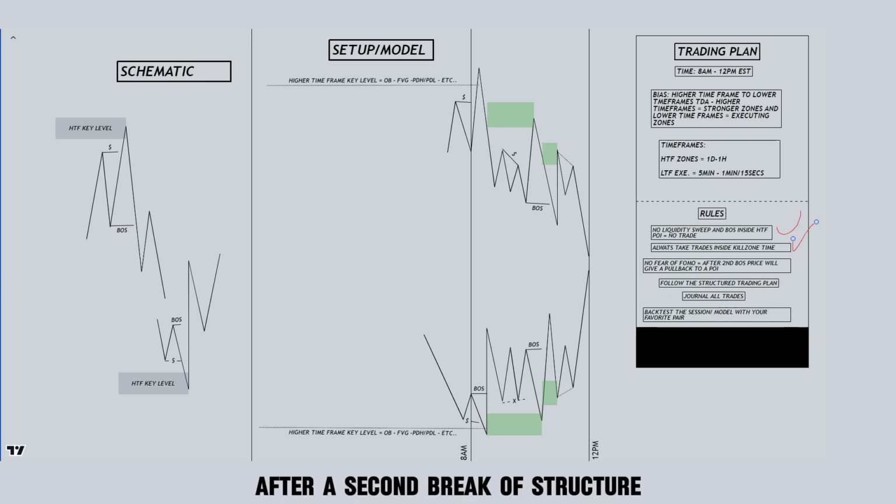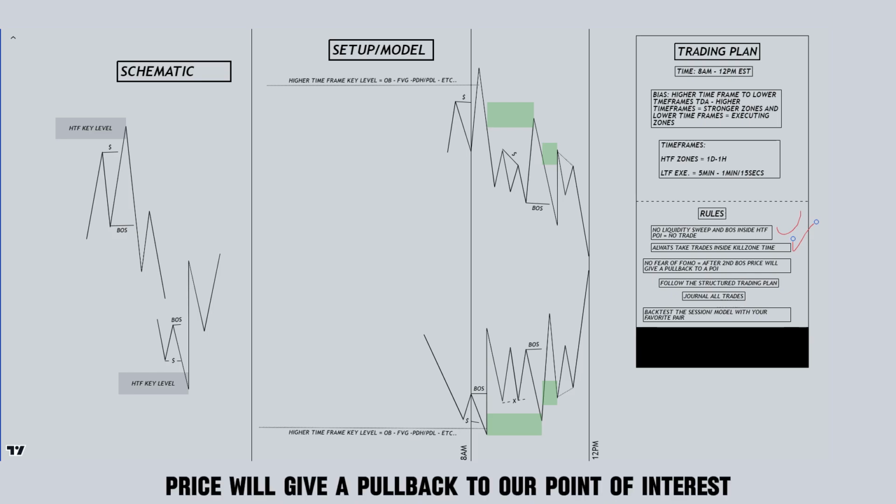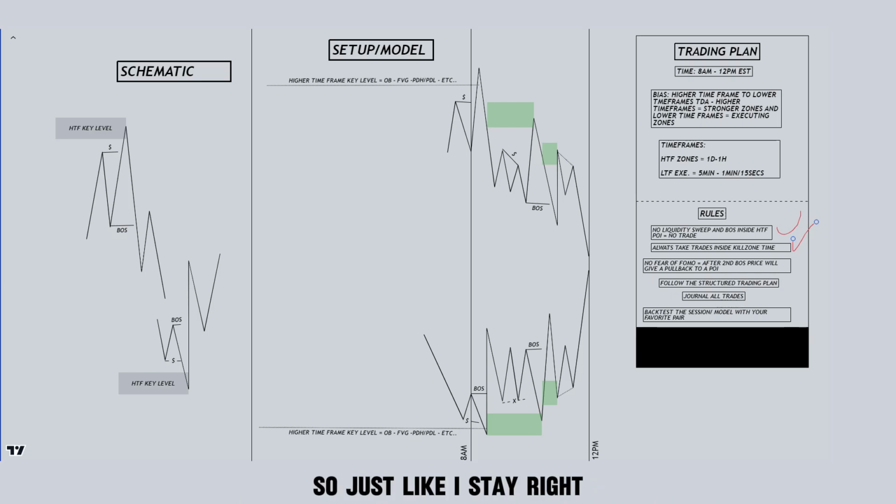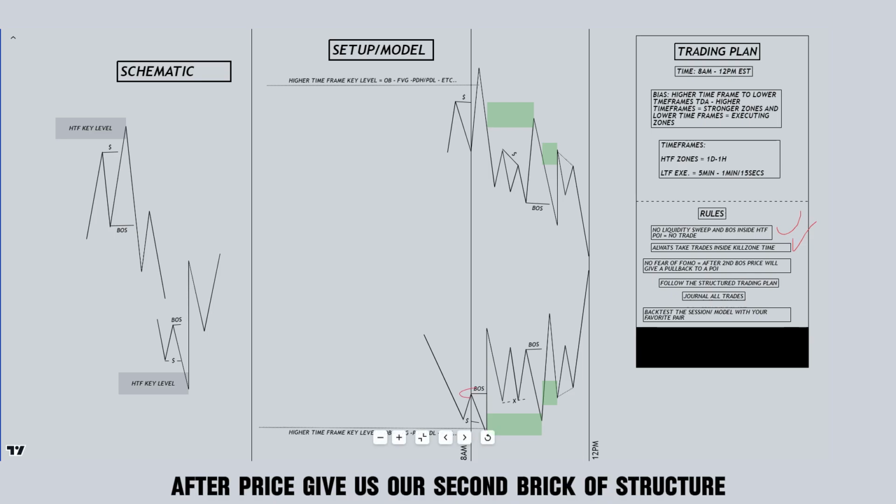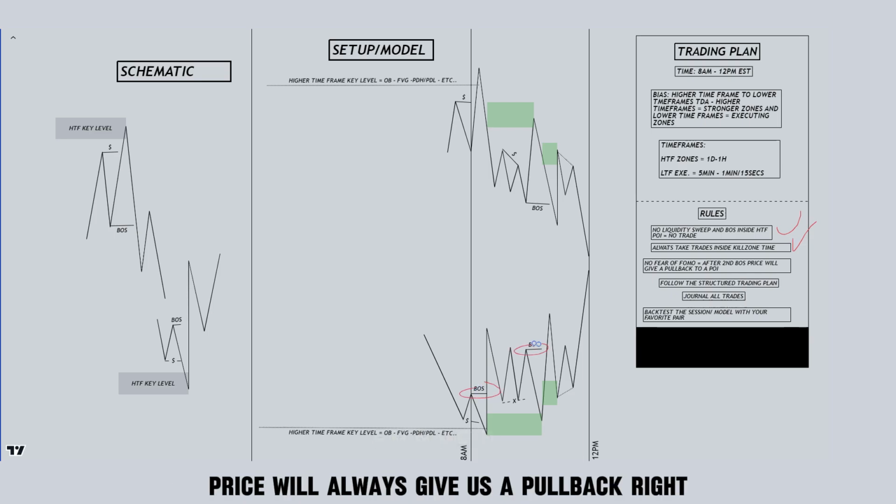After the second break of structure, price will give a pullback to our point of interest. Just like I stated right here, there's no reason to have fear of FOMO. There's no reason to be scared. After price gives us our second break of structure, price will always give us a pullback and give us an entry for us to enter in.